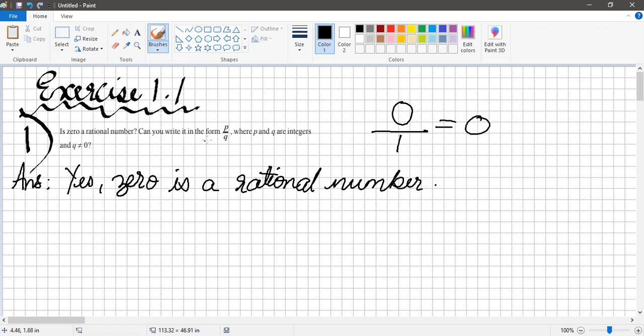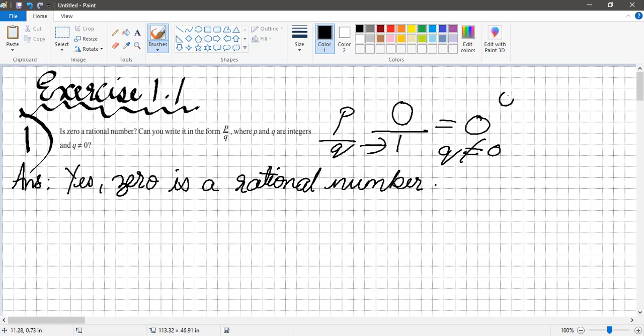Can you write it in the form p by q, where p and q are integers and q does not equal 0? So what we have done here is nothing but writing it in the p by q form. p and q are integers, no? And here q, that is our denominator, p by q. q is not equal to 0, right? So 0 by 1 is one format of writing it in the form of p by q.